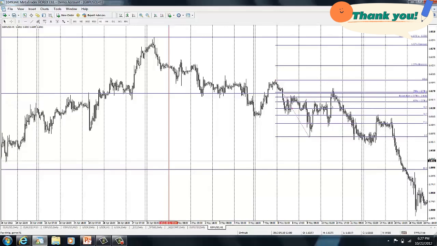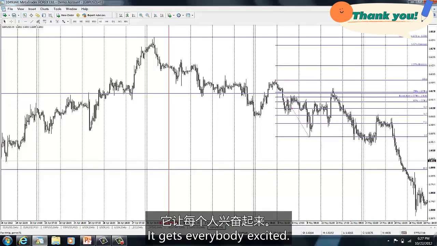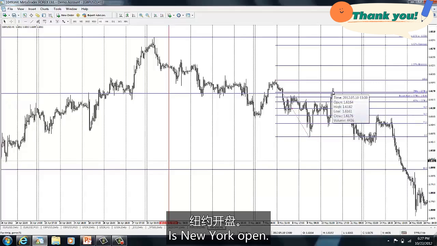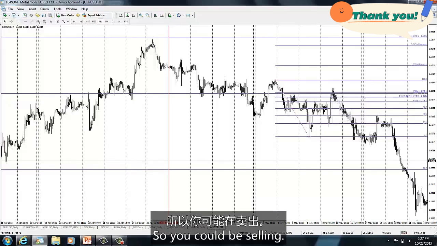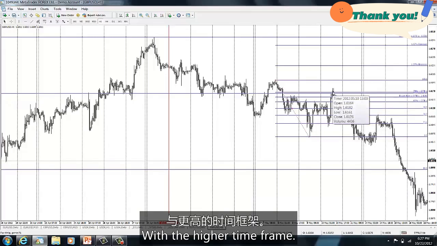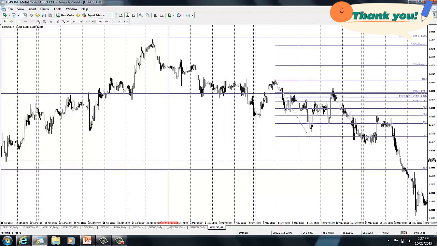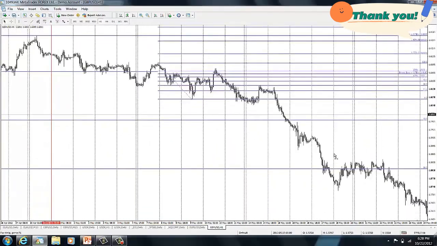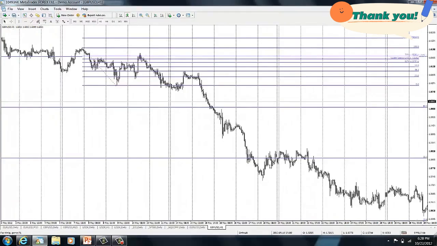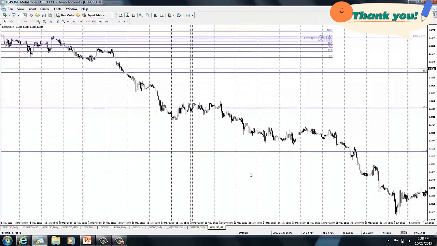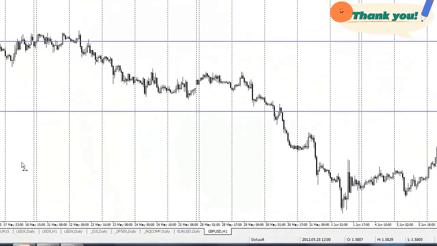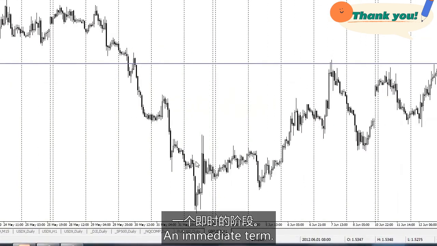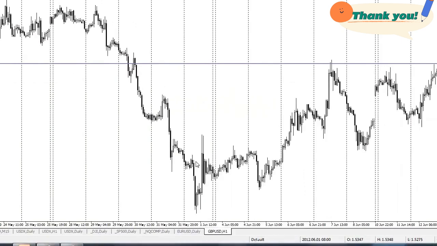This is a nice sucker rally. It gets everybody excited chasing it, but this time of day is New York Open, so you could be selling in New York Open to get in sync with the higher time frame and then ride it lower. Positioned there, you can see rather handsome declines, and these are the moves that you want to hold on to during an intermediate term price swing.